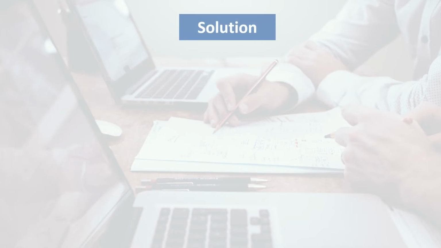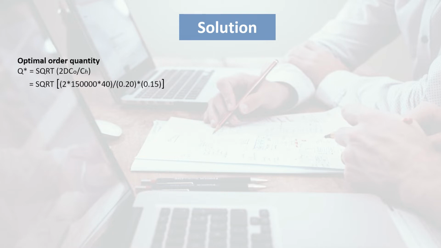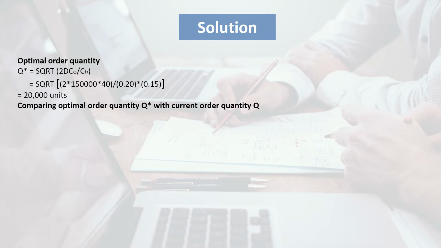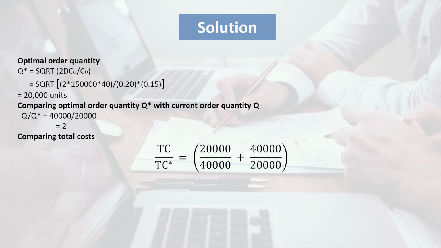So in order to calculate the first question, Q star, that I have already told you, is represented by the square root of 2 multiplied by annual demand multiplied by ordering cost upon holding cost. If you substitute the values from the given question, you get the optimal order quantity as 20,000 units. Now when we compare the optimal order quantity with the current order quantity, which is 40,000, Q upon Q star comes out as 2. Now when we take the ratio of total cost upon total cost star, that is the total cost when order quantity is 40,000 upon the total cost at the optimal quantity, you get the value as 1.25.